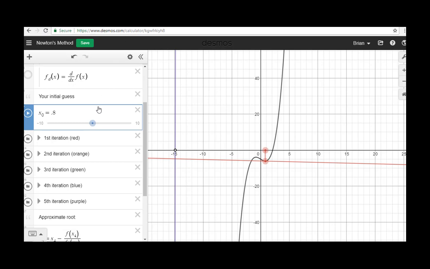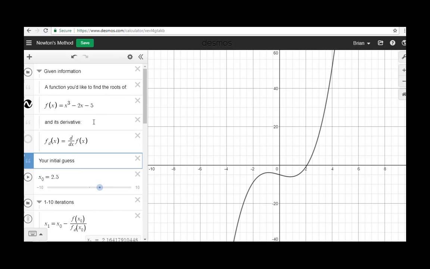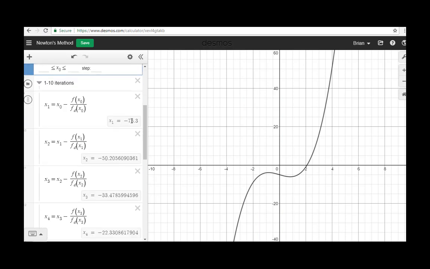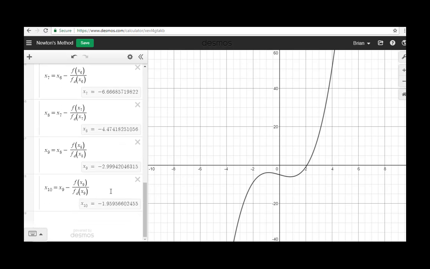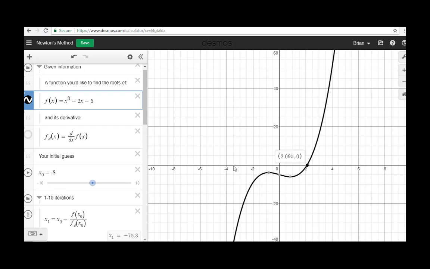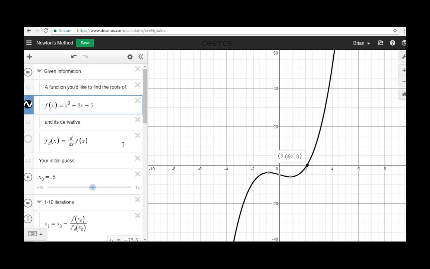If we pull up my version where I added extra values for the iterations, let's put 0.8 and see what happens. So here's my first x-intercept, second, third, fourth, fifth, sixth, and we might have to go out to the 20th iteration to maybe even get close to the zero that we have here of 2.095. So anyway, Newton's method doesn't always work. There are some situations where it might fail, but in most cases it actually works really well.